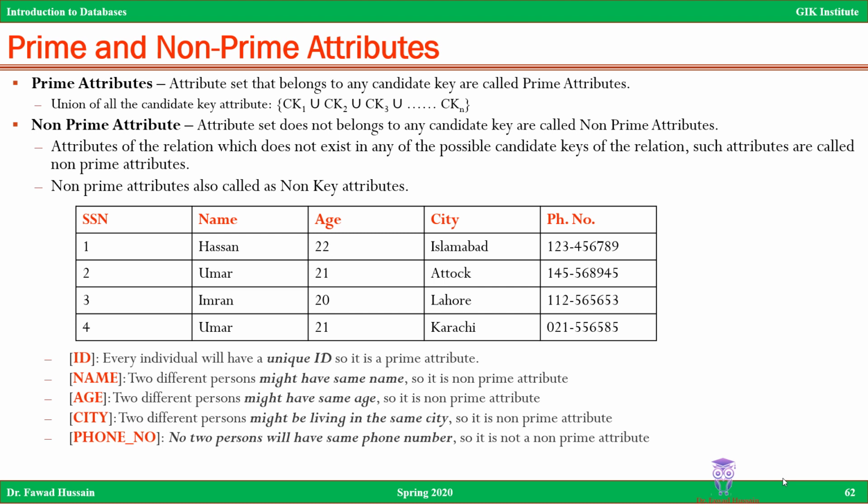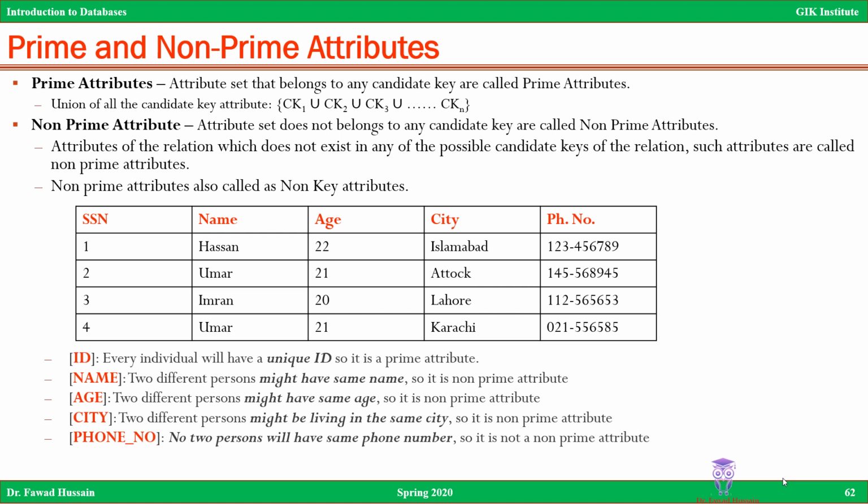So this is important to figure out which are the determinants and which are the attributes that are determined. So which are the ones we depend on and which are the ones that actually depend. So non-prime attributes are also called non-key attributes.